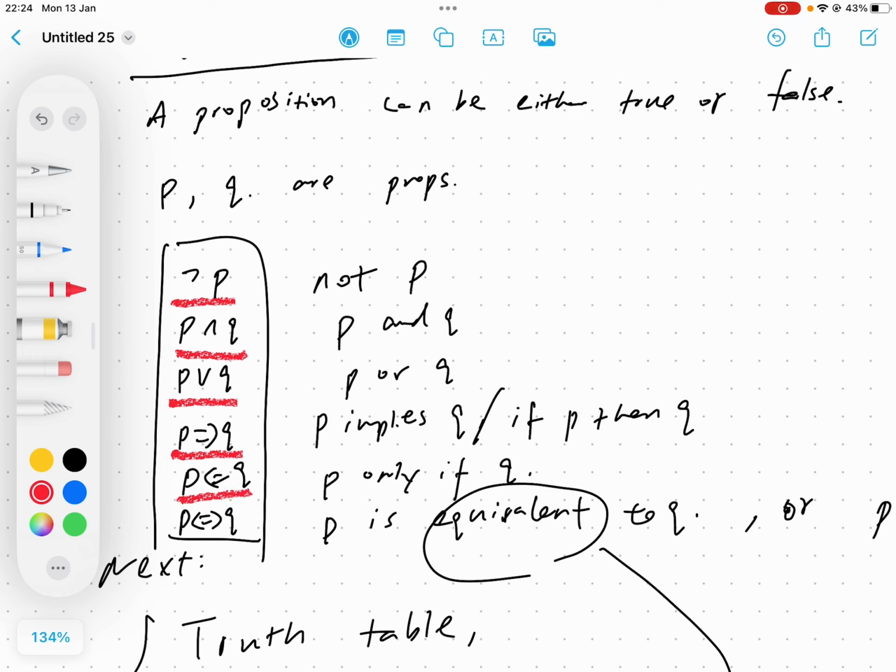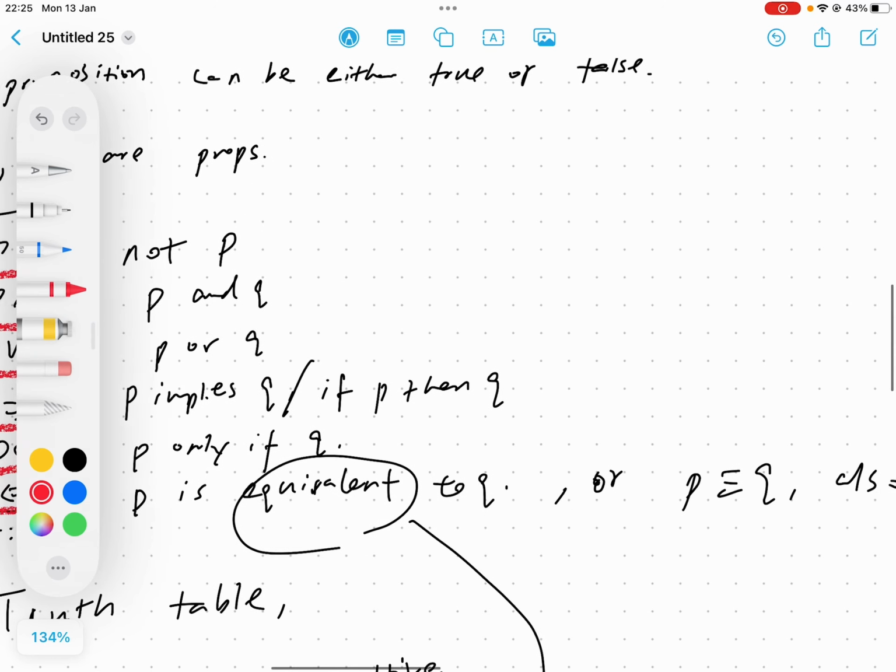And this can be read as P only if Q, right? Or just Q implies P, the other way around. And the last one would be equivalent. So P is equivalent to Q. Sometimes we can also write three lines to indicate the equivalency. Okay, so those are the same thing.